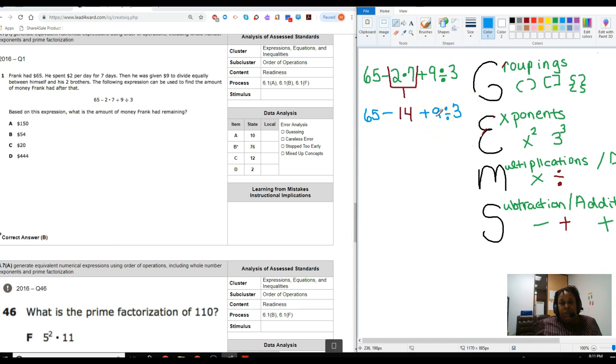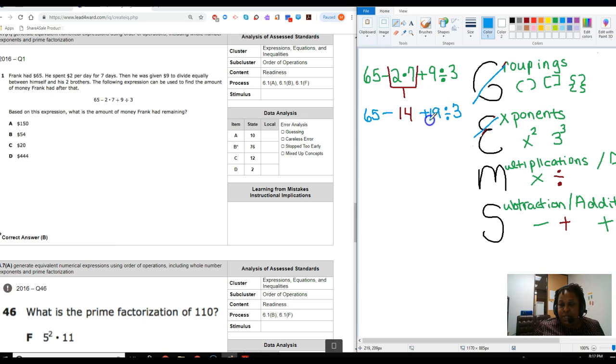Because when you get to the harder problems, you will have multiple groupings at a time, so you will have to go through the process of looking at your gems over and over again every time you rewrite. So I don't have any groupings. I don't have any exponents. Do I have any multiplication or division? Yes, I have division. My subtraction, my addition, I do have a division.